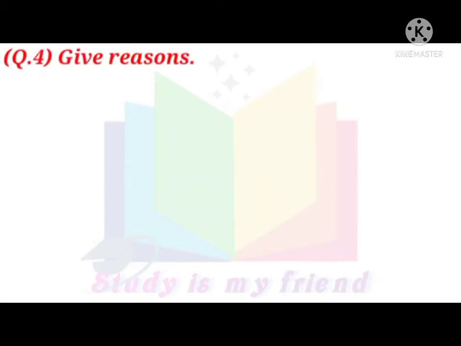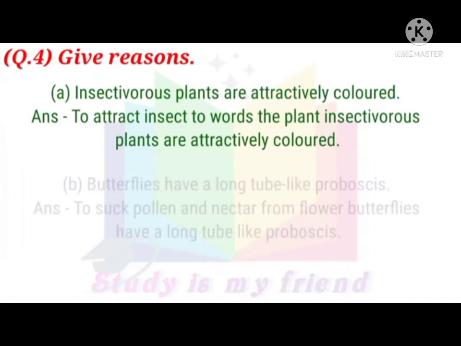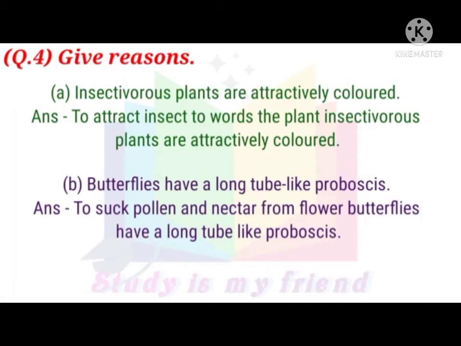Question 4. Give reasons. A. Insectivorous plants are attractively colored. Answer: To attract insects toward the plant, insectivorous plants are attractively colored. B. Butterflies have a long tube-like proboscis. Answer: To suck pollen and nectar from flowers, butterflies have a long tube-like proboscis.